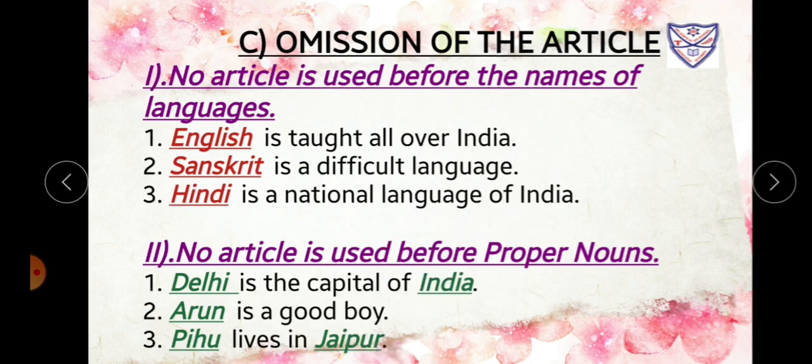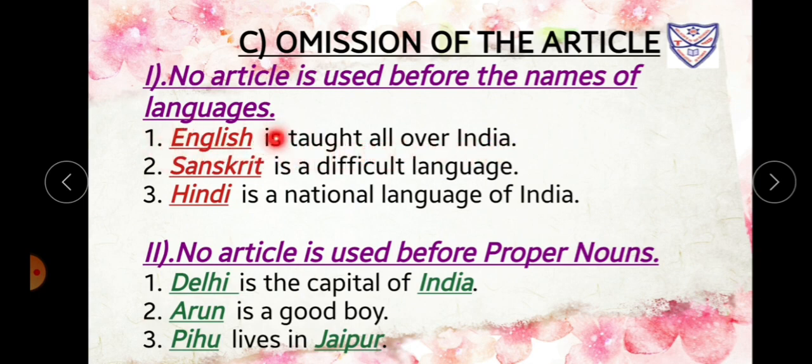Now omission of the article. What is the meaning of this word omission? Omission means where we cannot use the article, or where articles cannot be used in the sentences. So the first rule is, no article is used before the names of languages. So keep in mind that before the name of languages we will not use any article. It can be definite article or indefinite article, we will not use them, that is a, an, and the. So the first example is English is taught all over India.